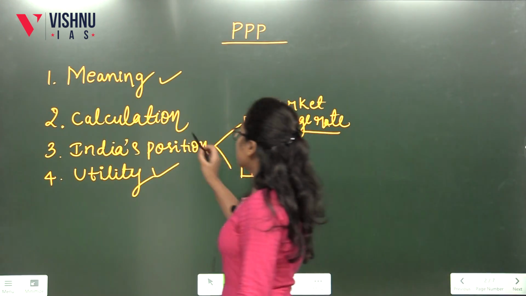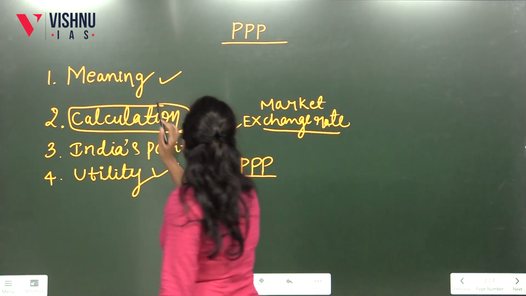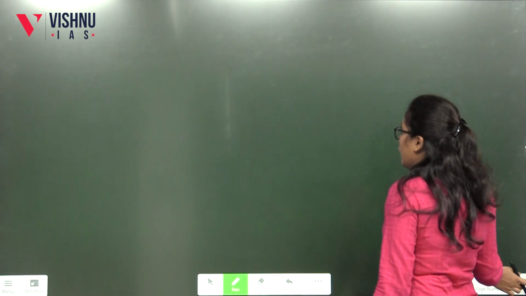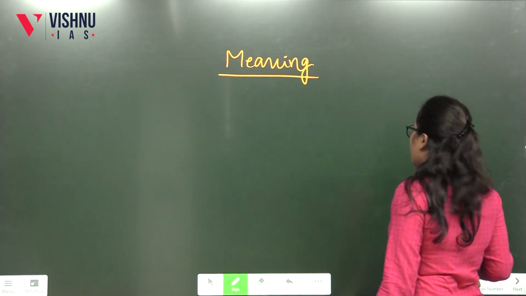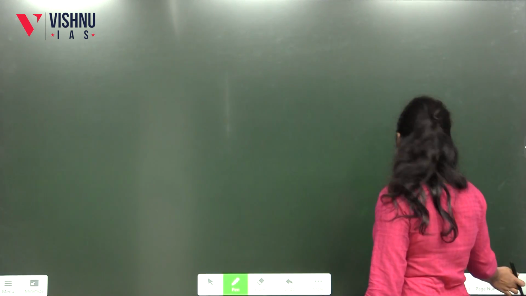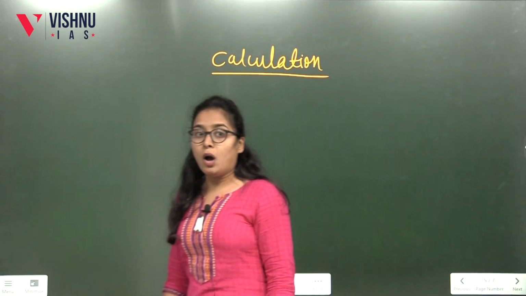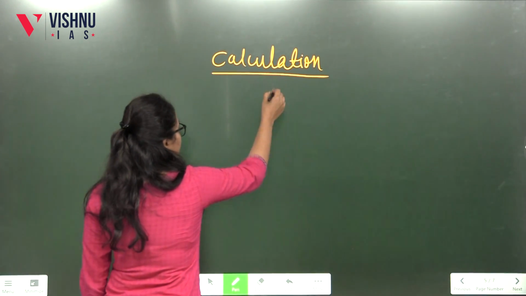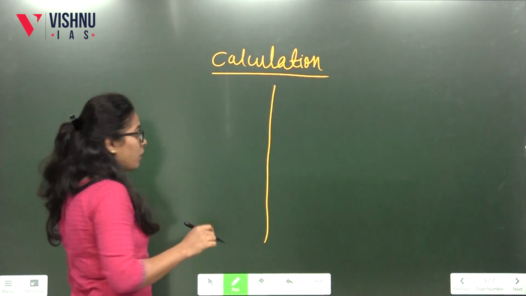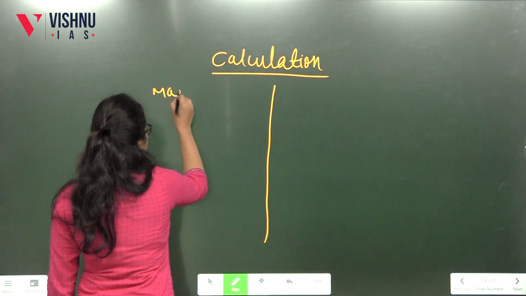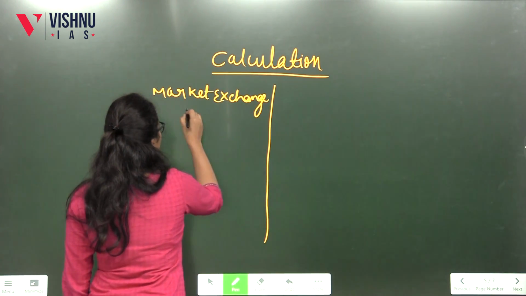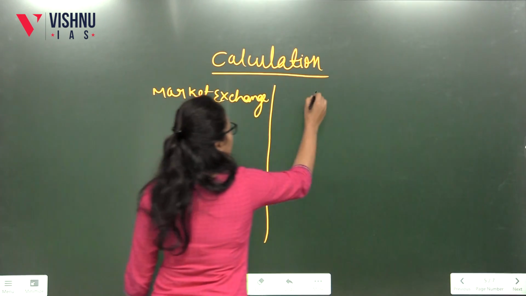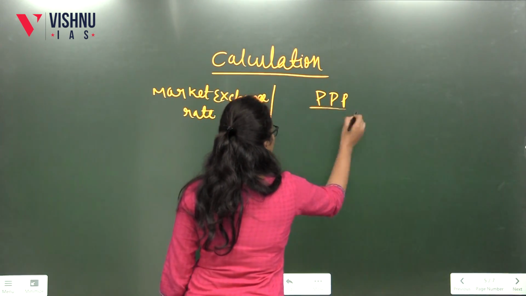Let me explain the concept with the calculation of PPP. In this calculation part, let me take one example and explain how purchasing power parity works. There are two types of calculation of GDP, one in terms of market exchange rate and one in terms of PPP. I will explain this concept by comparing the two.